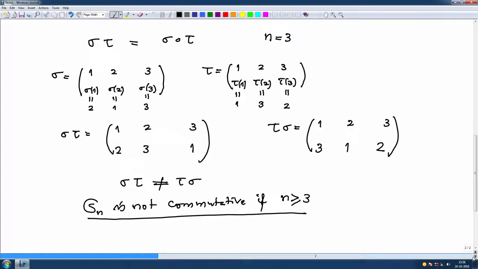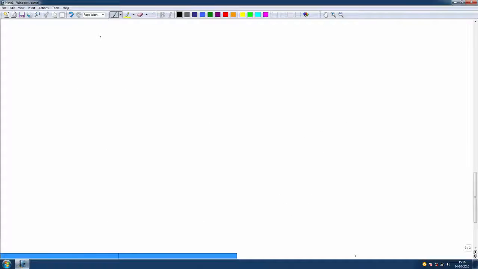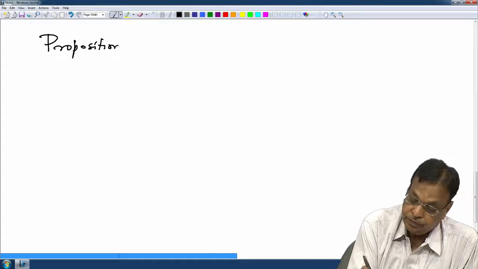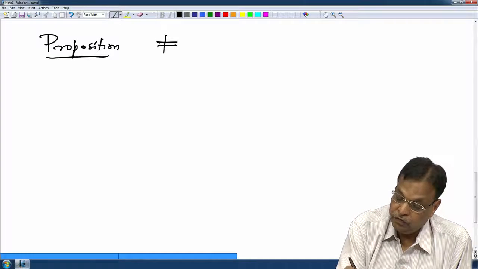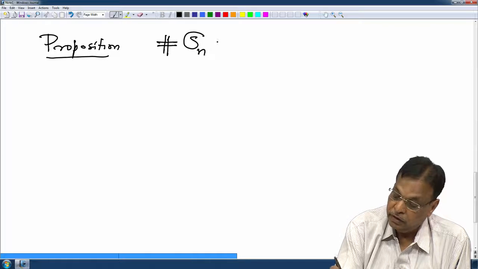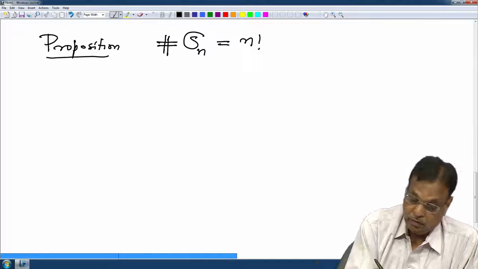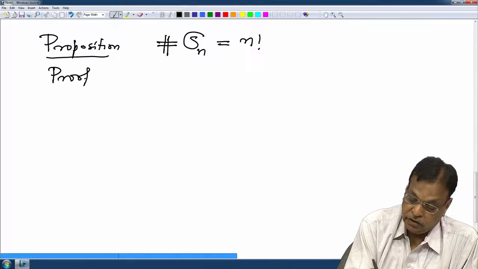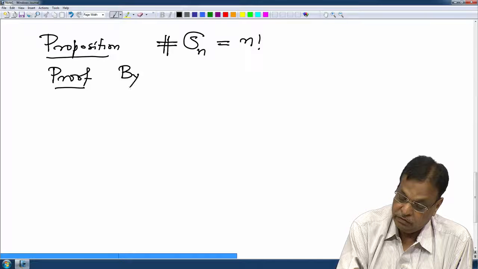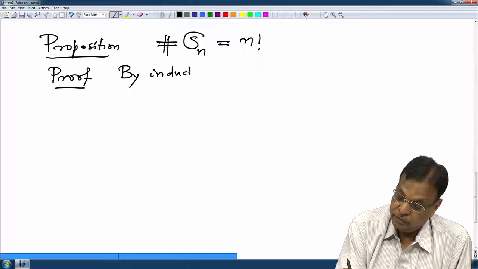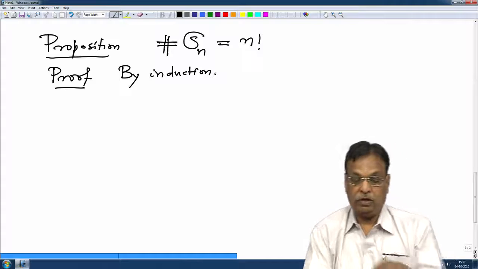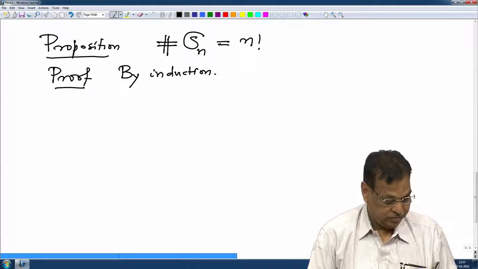Another thing which I will note, but I will not prove, which is very well known. But I would have written the proof in the notes. So let me write it as a proposition. The cardinality of Sn, the group Sn, is n factorial. Proof, I will just say that it is by induction. I will not do the proof today, but okay.